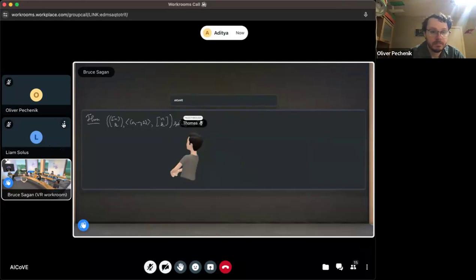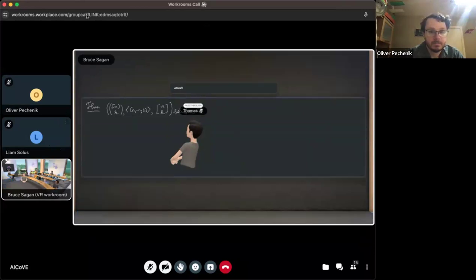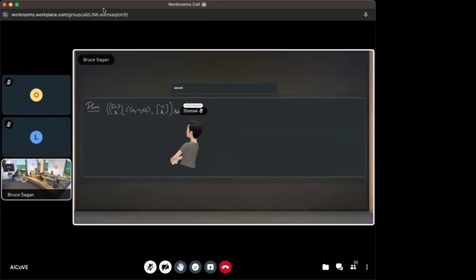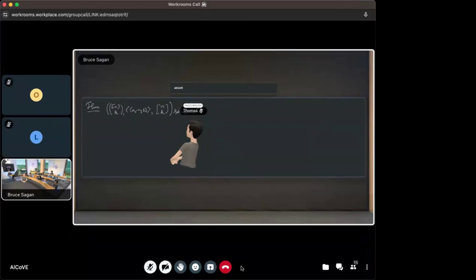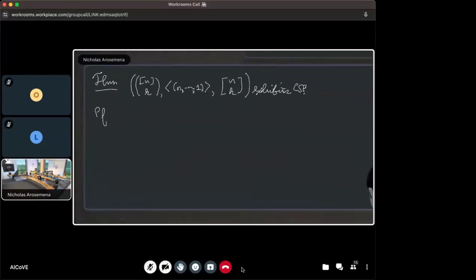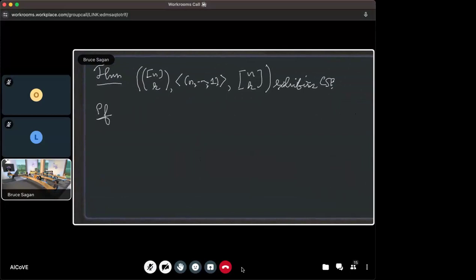Thomas, somehow you're in front of the board. Can you move? Can people see what I've written even though Thomas is there? Yes. Okay, well then I'll keep writing. Nicholas: Sorry, I was trying to unmute to say I can also see the board. No problem. Okay, with all this technology, it's easy to do things you didn't think you were going to be doing.